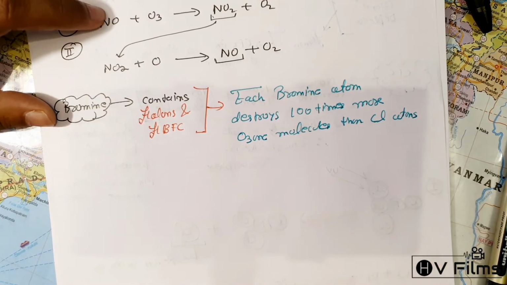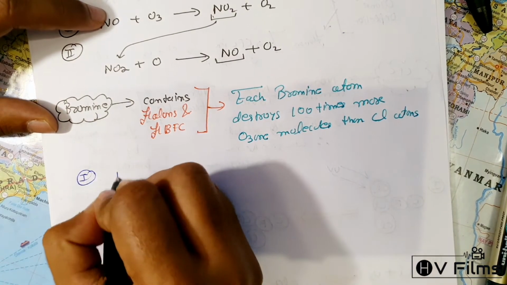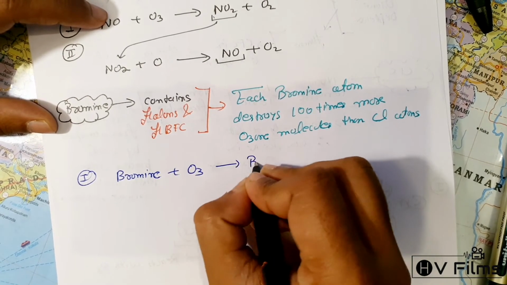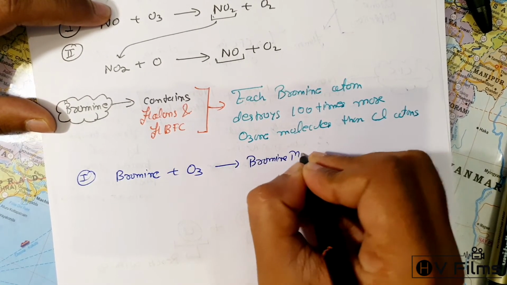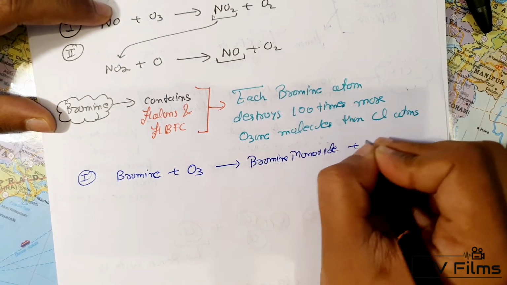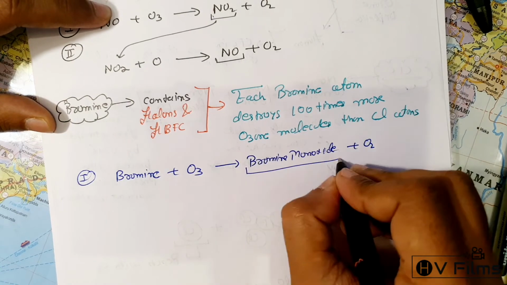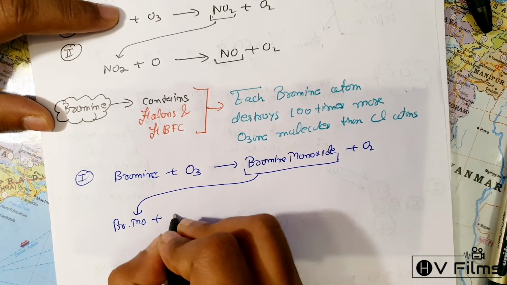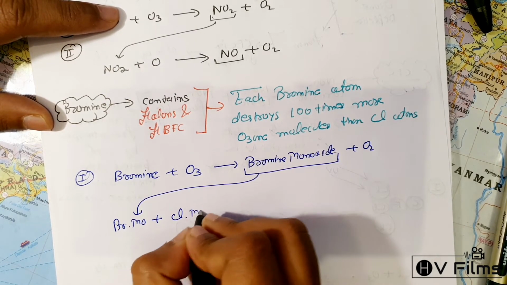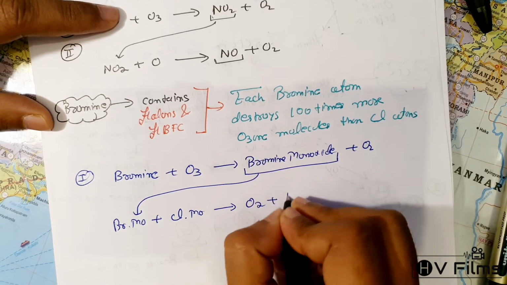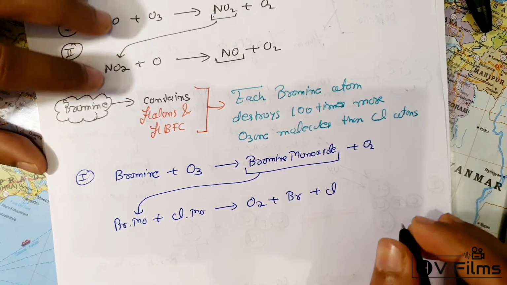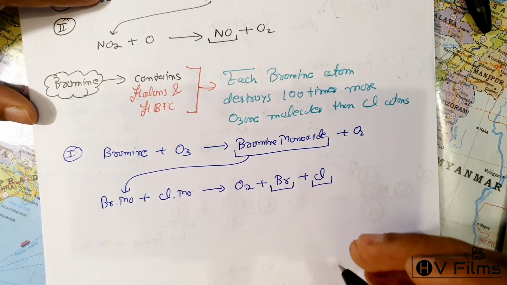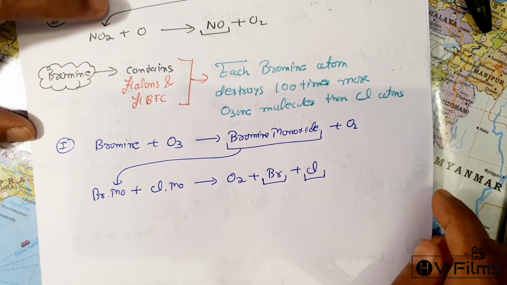If you see its reaction, it goes something like this. We have bromine. When it reacts with ozone, it results in bromine monoxide plus oxygen molecules. And when this bromine monoxide reacts with chlorine monoxide, it results in the formation of oxygen plus bromine plus chlorine. So here bromine has been created again, and more importantly, the chlorine is also created again, which is actually the more scary part. So this is how bromine plays a role.